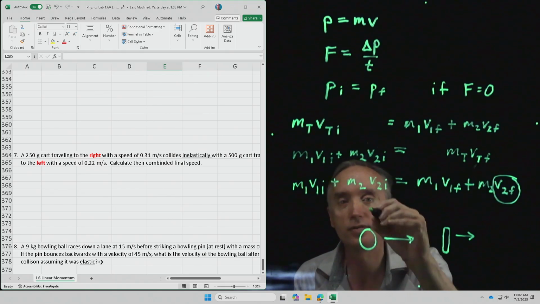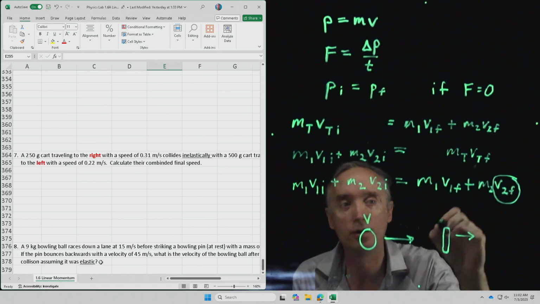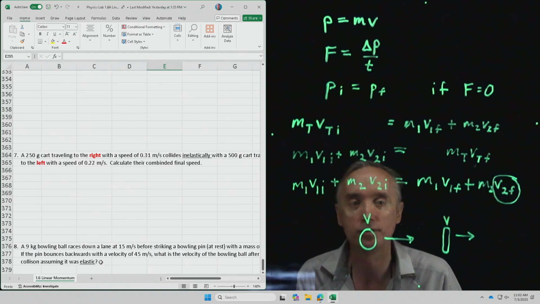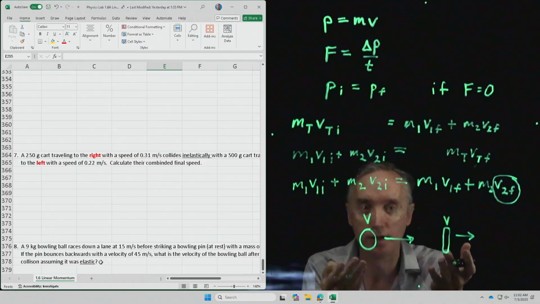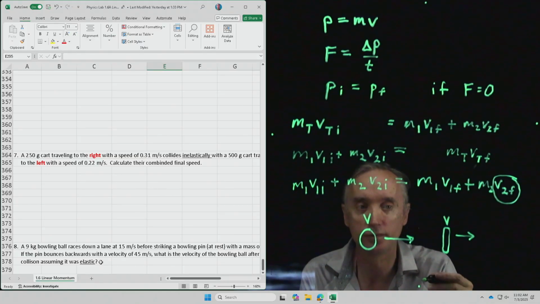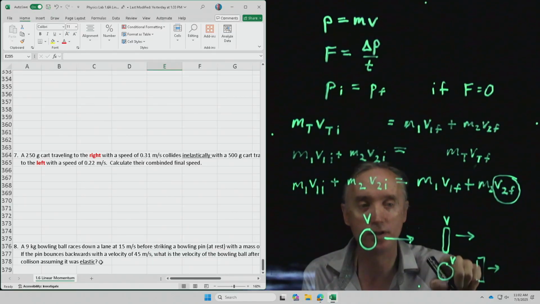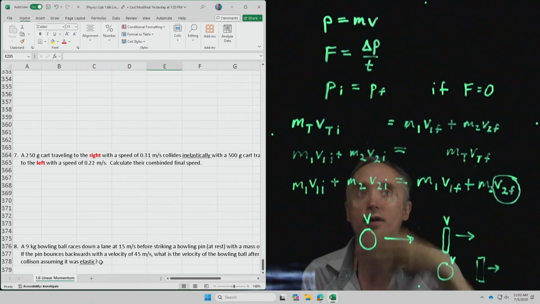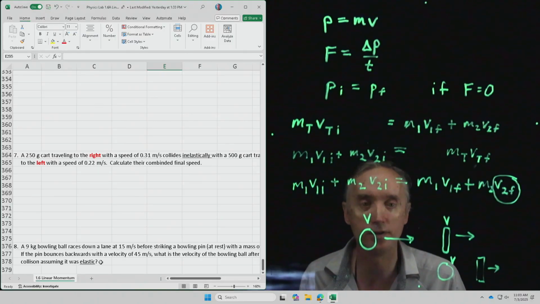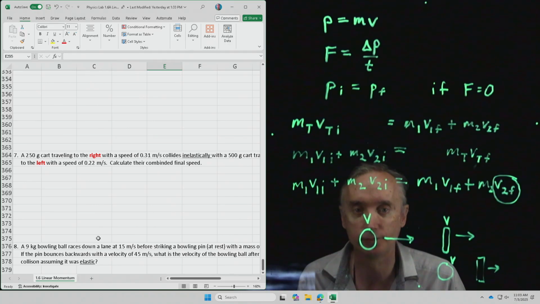So you're going to know this speed, you're going to know this speed, so this is the before, and then afterwards you're going to have the ball, which is going to have a certain speed, and then the bowling pin is going to be knocked backwards. So the question is, what would be the speed of this bowling ball? And again, you're going to use one of these three equations in order to solve it.